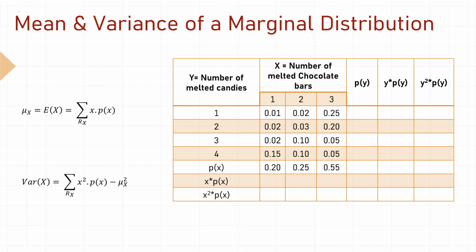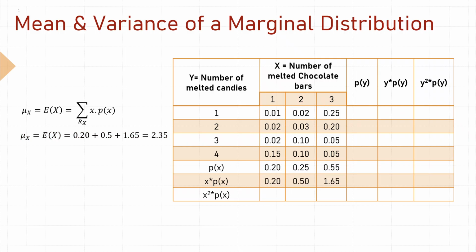Then, we need to find the product of each value of x with its corresponding marginal probability to populate the x times probability of x column. Once we have these products, their summation gives us the mean or expectation of x. So, mu of x is 2.35.